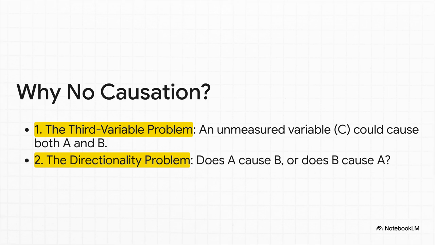The second reason is the directionality problem. One study found a nice correlation between good pronunciation and a learner's satisfaction. But does good pronunciation make you feel satisfied? Or does feeling satisfied and confident actually make you a better speaker? The R value has no idea. It can't tell you which way the arrow points.